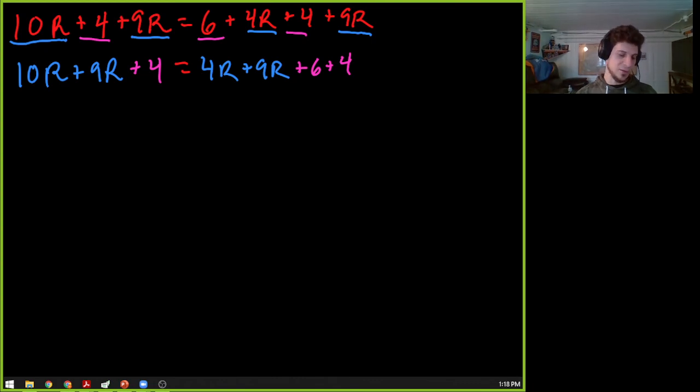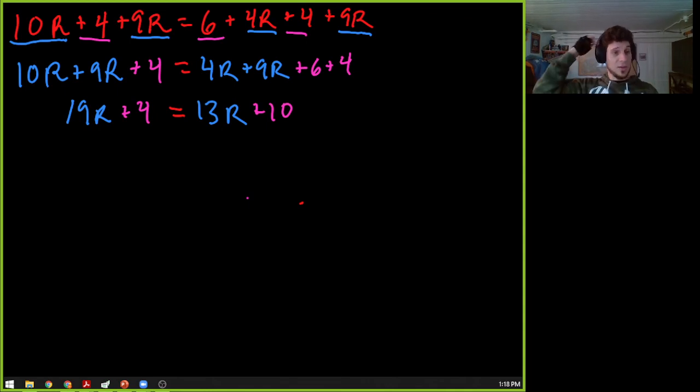Let's stick with my little color coding here. Let's simplify. 10r plus 9r on the left there is 19r, and we still have that plus 4. On the right side we have 4r plus 9r, that is 13r, and we have 6 plus 4, which is a positive 10. Alright, now we can go about solving this equation as we have done before, now that all of our constants are together.